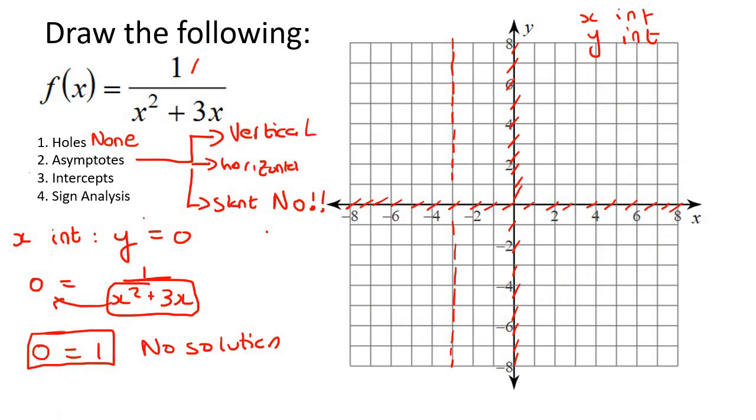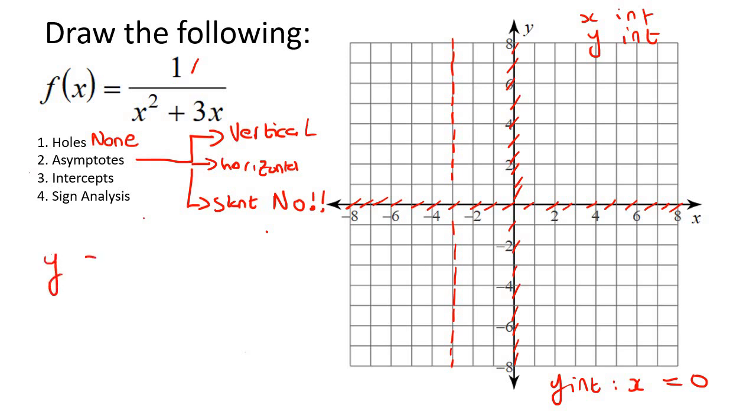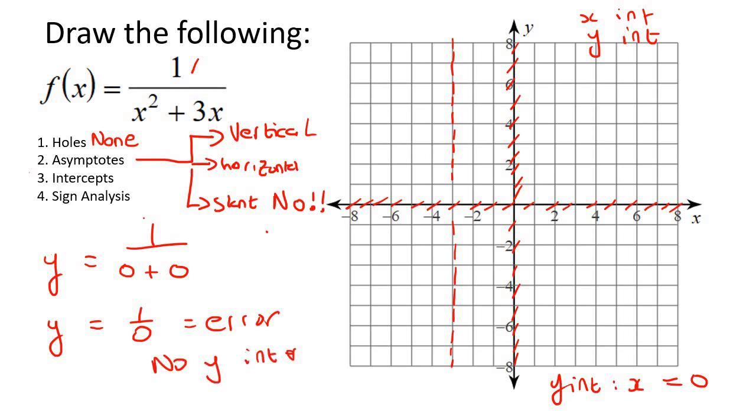Now to find a y-intercept, you make x equal to 0. So we go and make x equal to 0. Ooh, okay, we're going to end up with y equals 1 over 0. Try typing that in the calculator, it's going to give you an error. So there's no y-intercept either. Okay, this is a weird graph, but that's fine. None of this is incorrect, it's all okay.